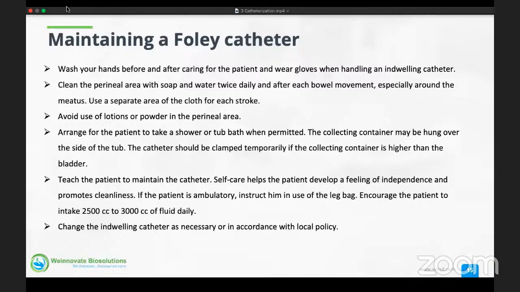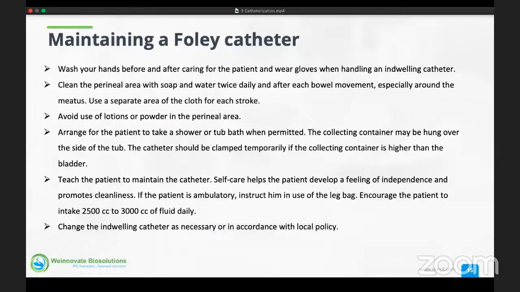If the patient is ambulatory, then you have to instruct them to use the catheter leg bag, which will help them with easy walking, and otherwise they don't have to handle the urine bag above the bladder portion. Encourage the patient to take around 2500 to 3000 cc's of fluid every day, and change the indwelling catheter as necessary or in accordance with the policies of your hospital or as prescribed by the physician.